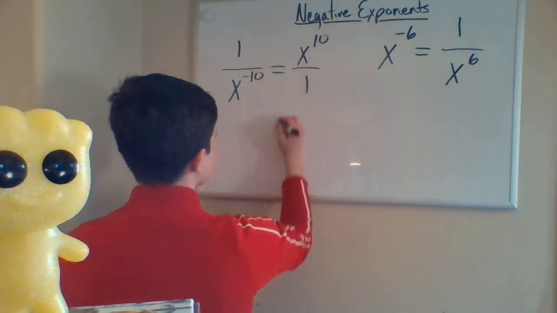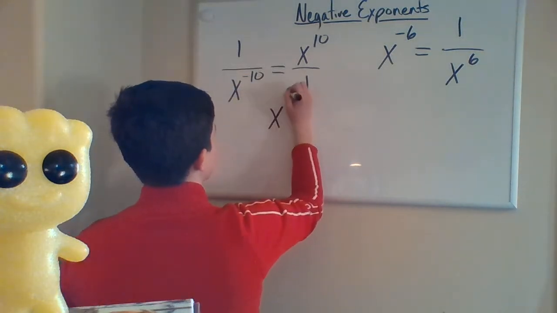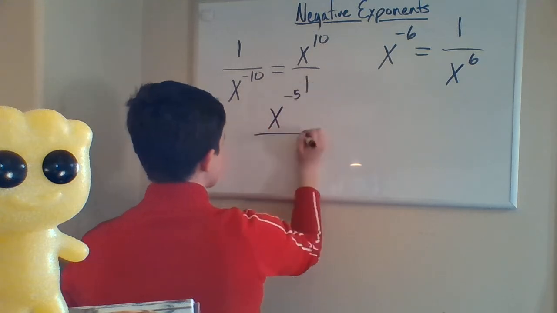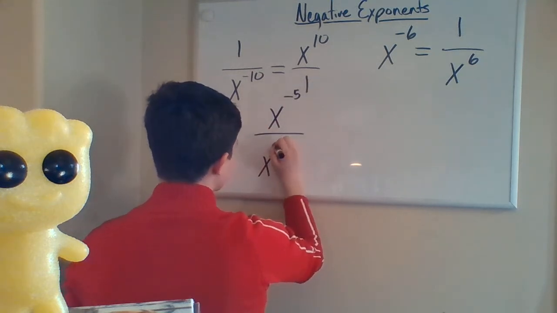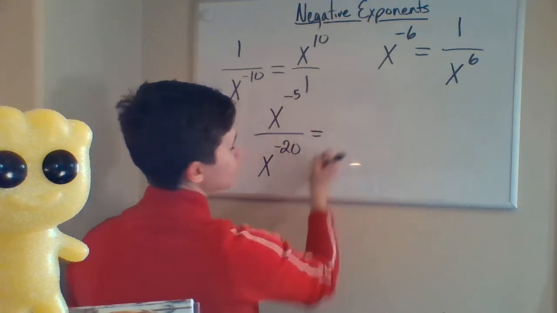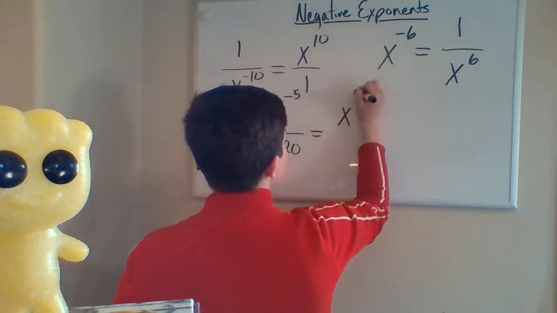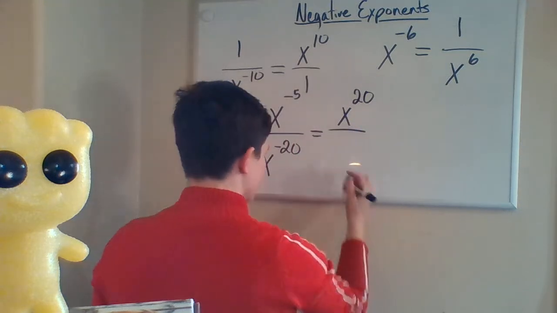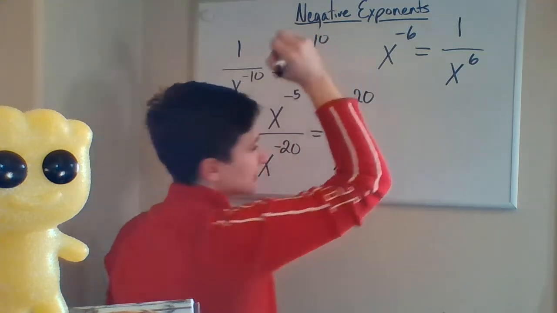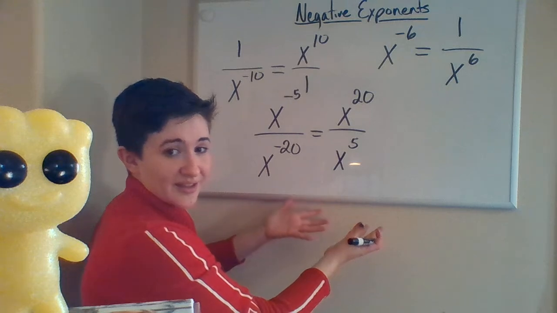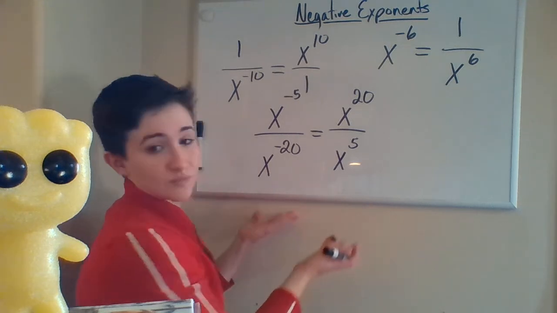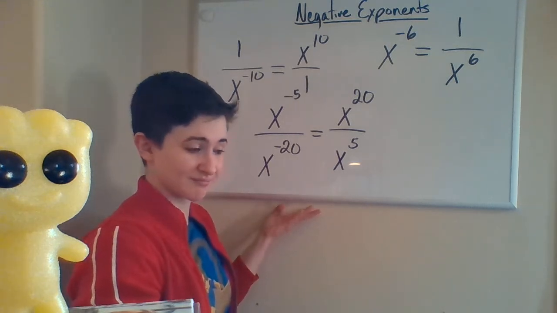Let's do it again, but let's be tricky. I have a negative 5 up top, and I have a negative 20 on the bottom. I gotta flip them both. I flip 20 up to the top, so I have x to a positive 20. I flip 5 down to the bottom. Ta-da! And this is the cheat for negatives.